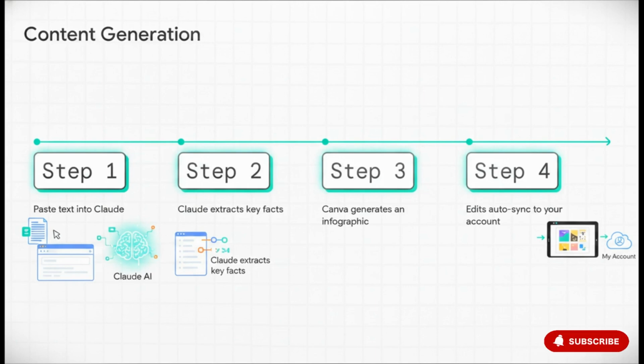Step 1, you just copy and paste that text right into Claude. Step 2, Claude acts as the brain. It reads the text and automatically pulls out all the key facts. Step 3, you ask it to make an infographic, and Canva generates it based on your text. And step 4, any tiny visual tweaks you decide to make are automatically saved directly back to your Canva account.